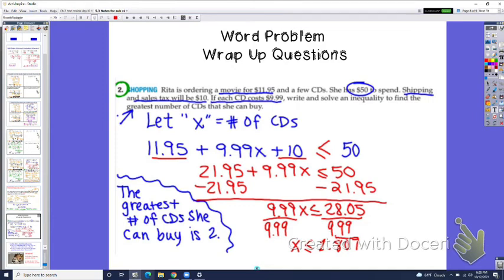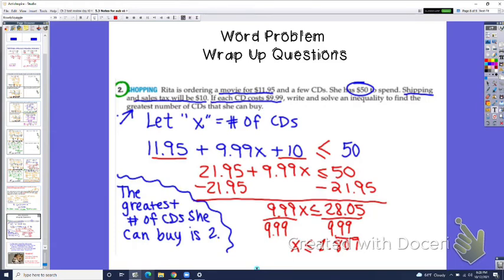So we're going to let X represent the number of CDs. We have to add the movie, which was $11.95, and the sales tax and shipping, which was $10. So that becomes $21.95. Added to $9.99X, because that is how much each CD is. That has to be smaller than or equal to 50 because we can't go over $50 of what she has to spend.